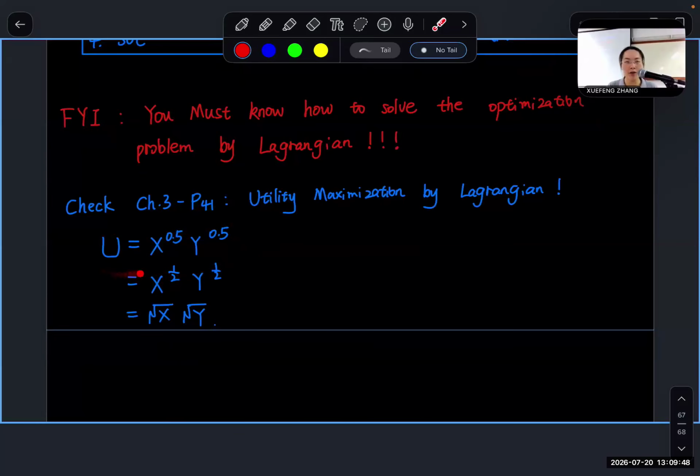Basically, chapter 3, the same utility function. You need to know that x power half, y power half, which equals x power 0.5, y power 0.5, also equals square root x times square root y, all right? So in the exam, when you see square root, don't forget to convert it into x power half, okay?